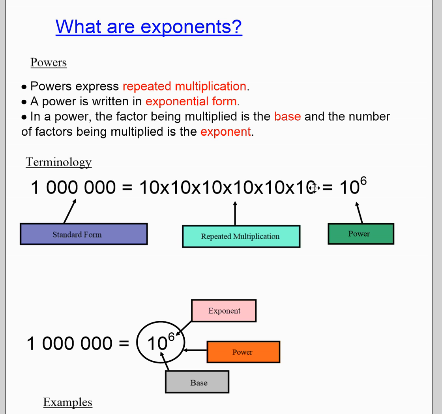So whatever number gets repeated, you write at the bottom as the base, and however many times it gets repeated, you write as the little number at the top as the exponent. And that whole thing is called the power. So down here, same thing.